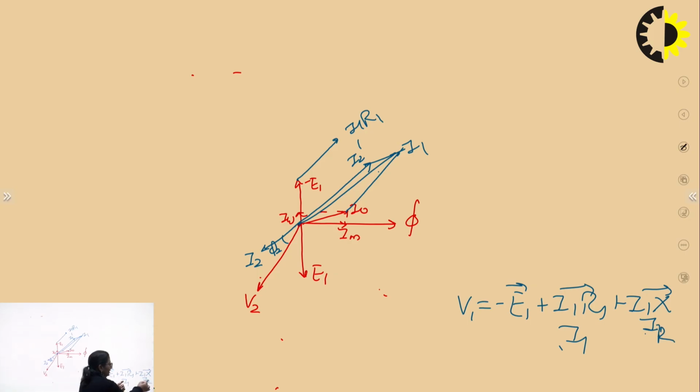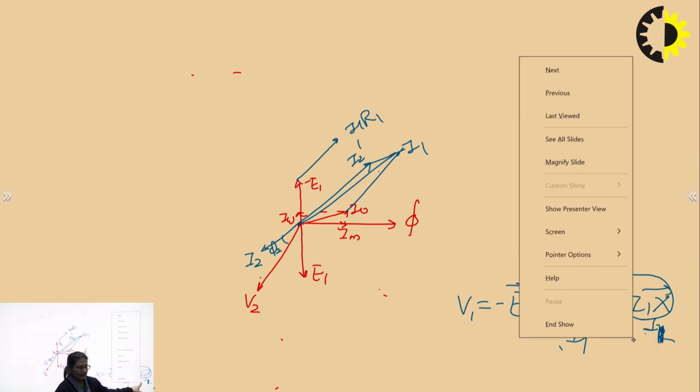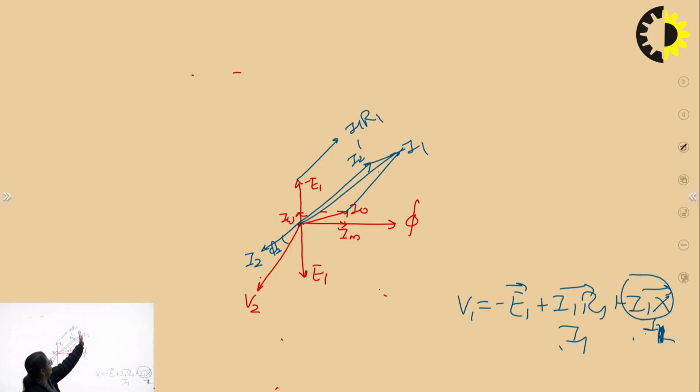lead the current I1 by 90 degrees, because we know for a purely inductive circuit, the current will lag the voltage by 90 degrees, or the voltage will lead by 90 degrees. So this voltage will lead the corresponding current I1 by 90 degrees. So the voltage has to lead I1 by 90 degrees, but I need not add it to I1. I need to add it to I1 R1. So I'll be adding it to I1 R1 in such a way that it is leading by 90 degrees.